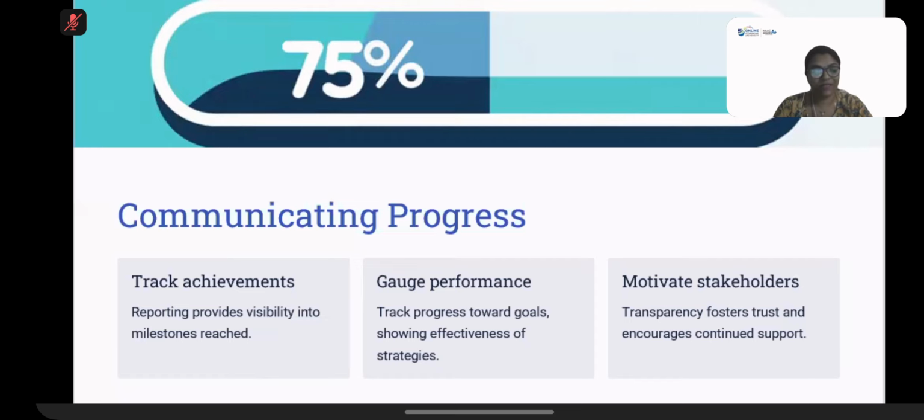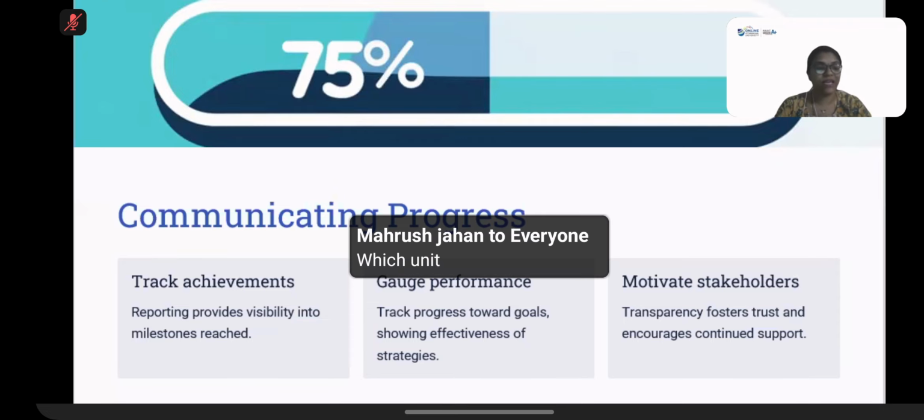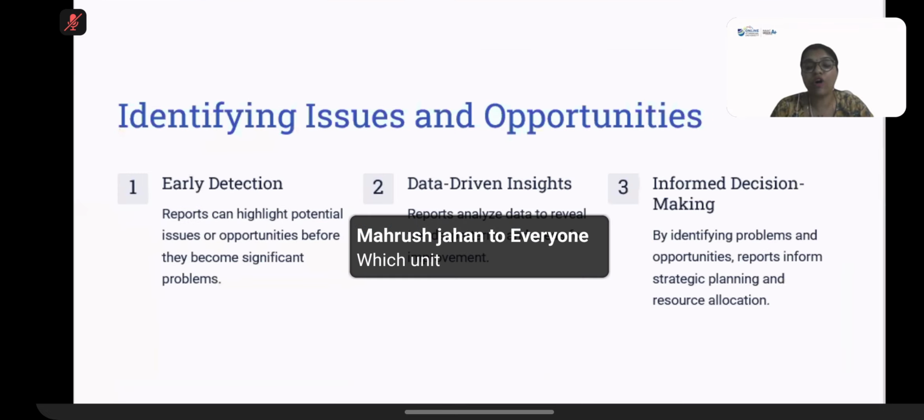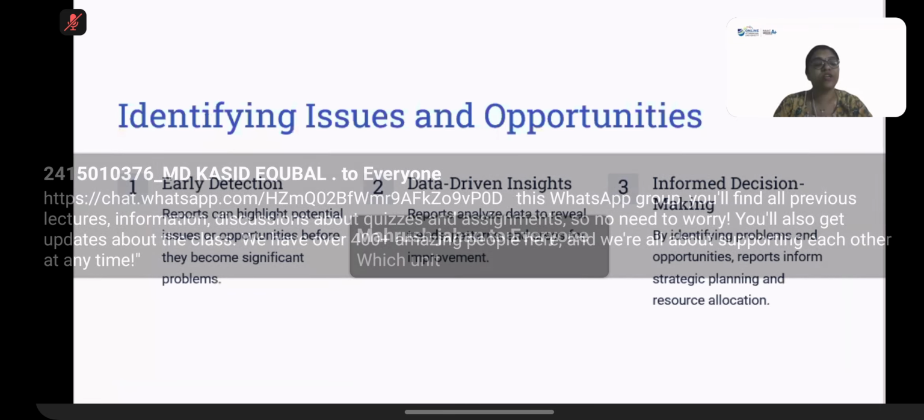Communicate the progress of the reports to the stakeholders so that they can understand what is the completion, what are the achievements that have been done for that particular project process till date, and also identify any gaps, issues, opportunities with the help of the reports.